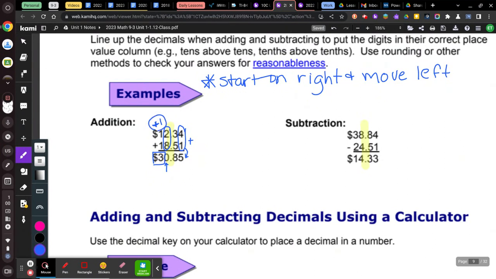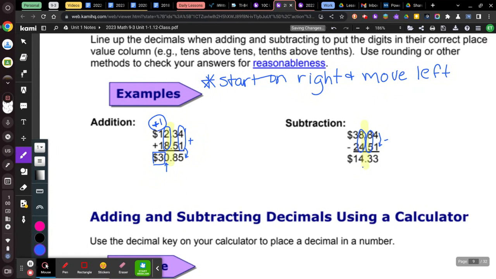The same thing's going to happen when we subtract. If I take the first 2, I'm going to subtract those. 4 subtract 1 is 3. I move to the next 2. 8 subtract 5 is 3. I move to the next 2. 8 subtract 4 is 4.